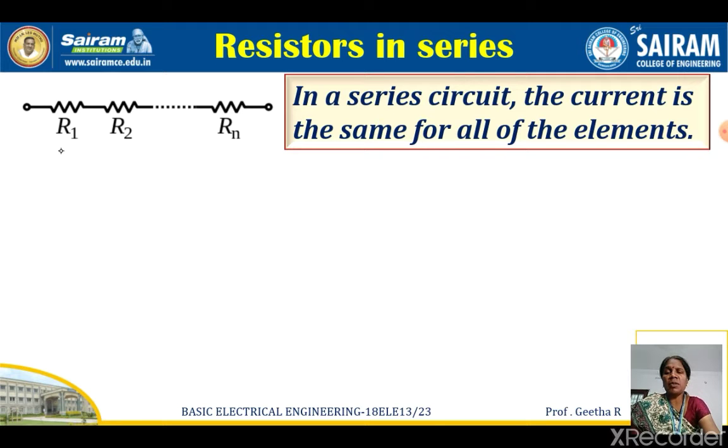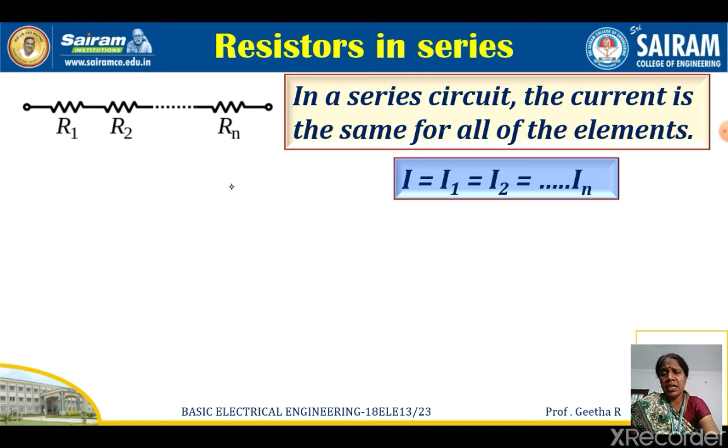The voltage will differ based on the resistance value. For a current and resistor, the product of I into R gives you the voltage across that particular resistor. So accordingly, the voltage across R1 can be called as V1, the voltage across R2 can be called as V2, and voltage across Rn can be called as Vn.